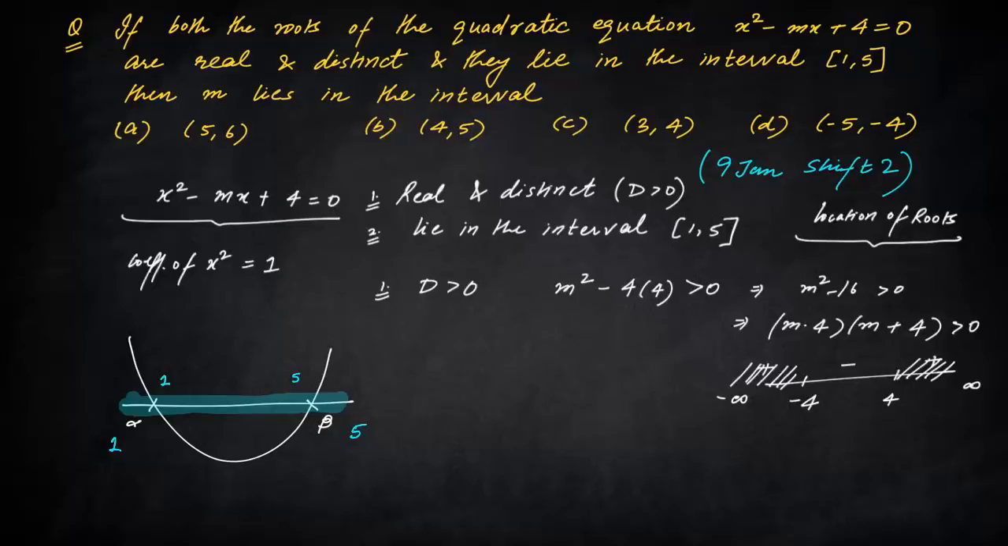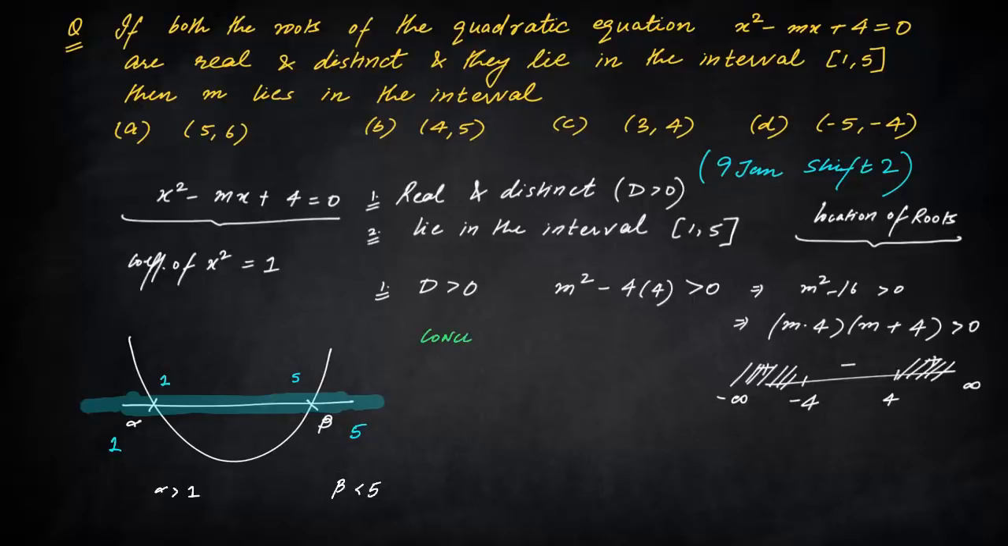You are told that alpha and beta should lie between 1 and 5. So in very basic layman language, beta should be less than 5 and alpha should be greater than 1. This is what you have done. Now how do you do that in quadratic equations? Now the point comes of the concept.